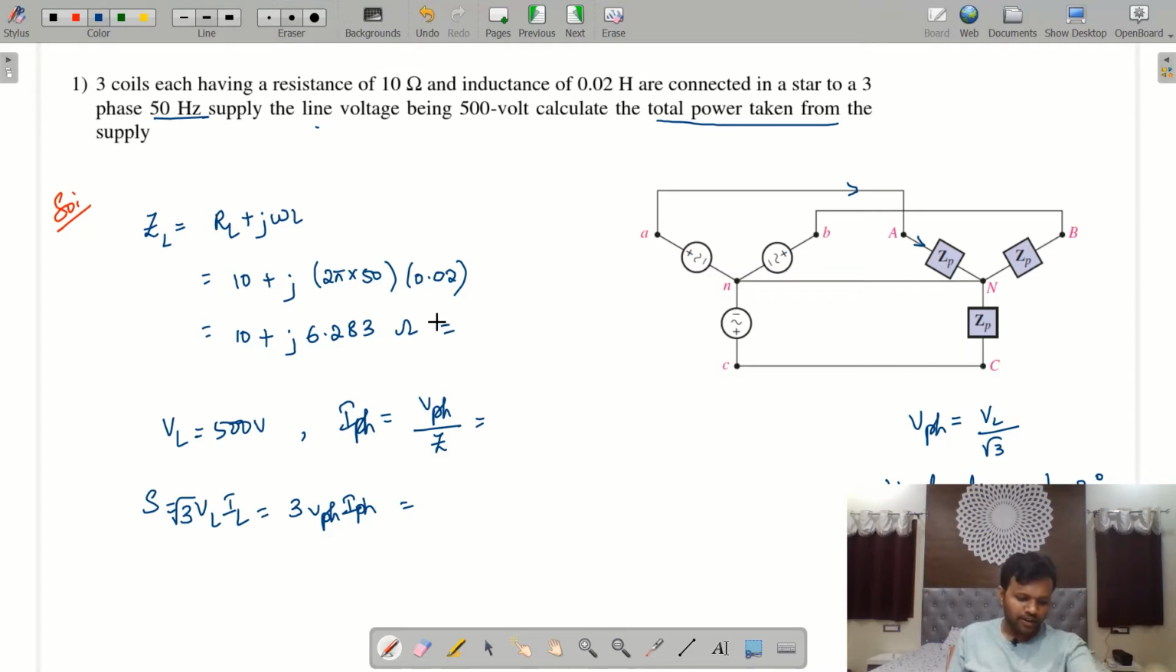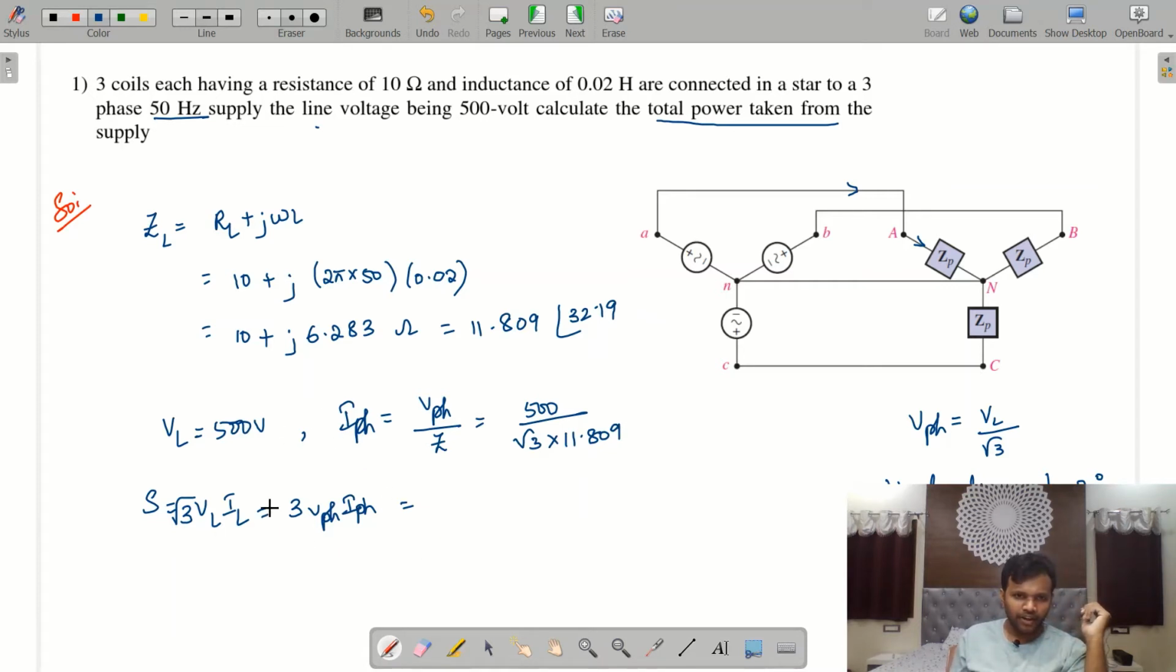If you write 10 plus j 6.283 in phasor quantities, how much will you get? 11.809 at an angle of 32.19 degrees. So I phase equals V phase divided by Z. What is the V phase value? 500 by root 3, divided by the Z value of 11.809. In this way you can find the value of I phase also.